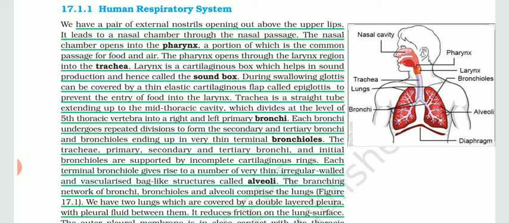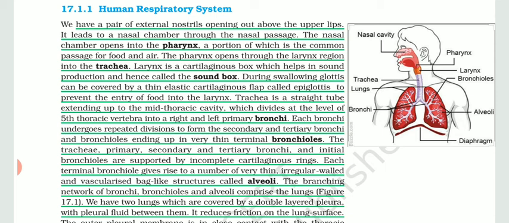The pharynx is a portion that has connectivity with two pipes. One is called the food pipe or esophagus, and the second is called the windpipe or trachea. The pharynx opens into the windpipe, and there is a box called the voice box or sound box, that is the larynx. It is made up of cartilaginous tissue, and it helps in the production of sound through which we are able to speak and communicate.